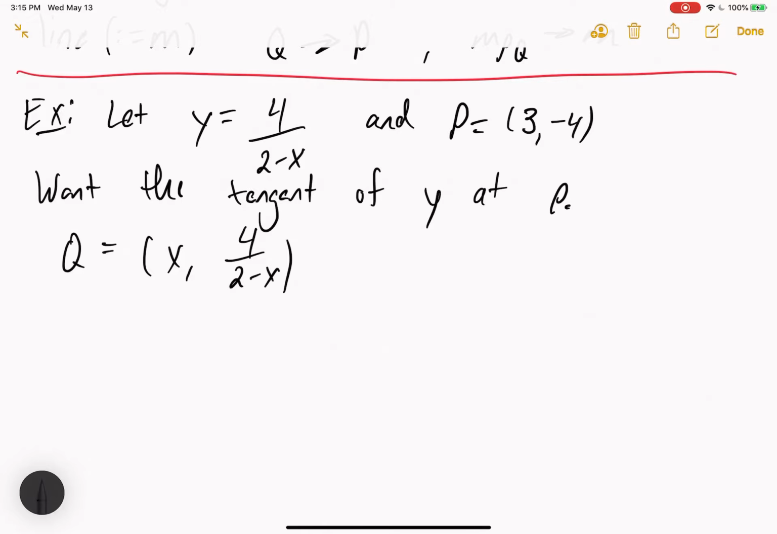So the value that we want our q to approach, or really our x to approach, because our q depends on x, is 3. We want x to go to 3. Saying x goes to 3 means we want to approximate 3 with values that are really close to 3.